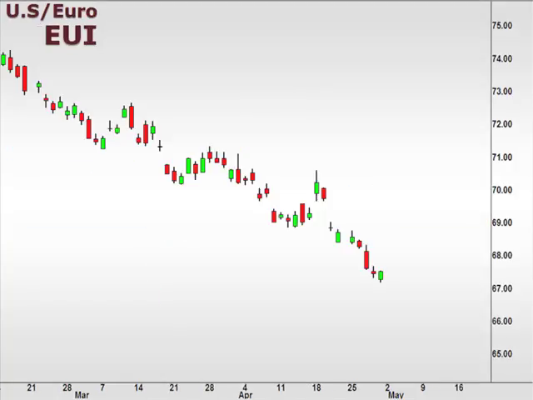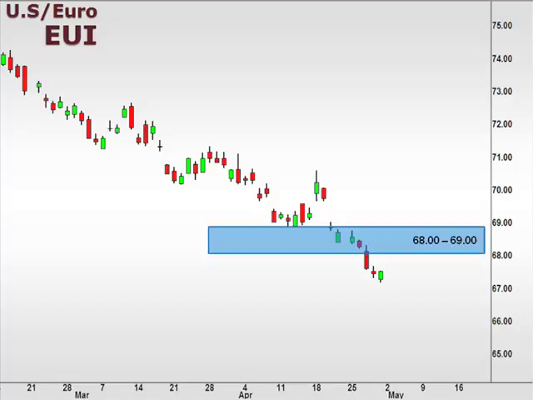Let's take a look at the U.S. dollar versus the euro as seen here in the ISC FX Options pair value EUI. Well, the EUI is trading below a new resistance at 68-69. A test and subsequent failure to break above 68-69 is likely to yield a continuation lower with the 65-66 level as the next logical target.